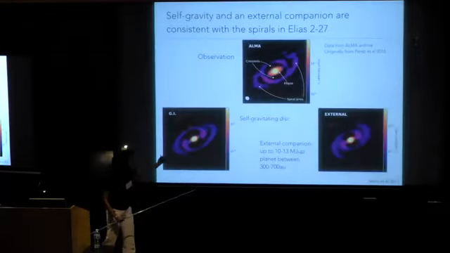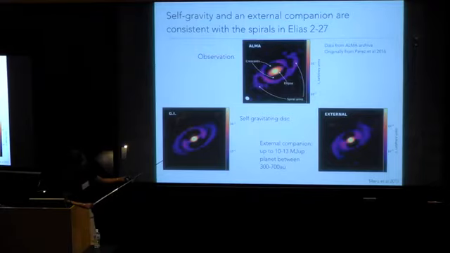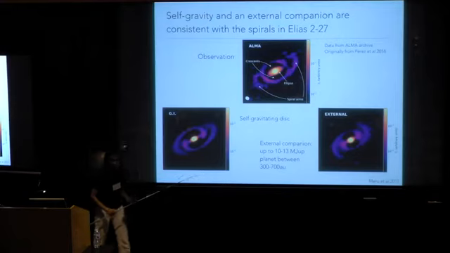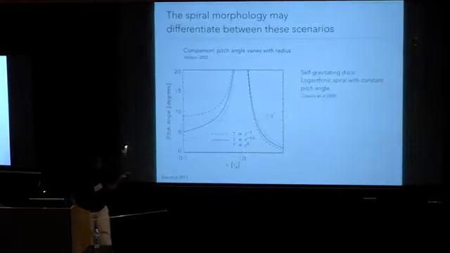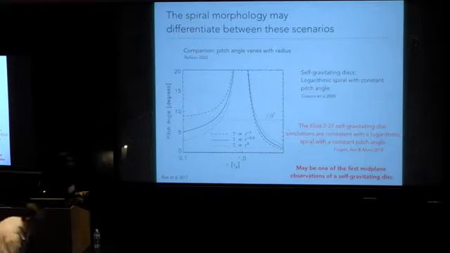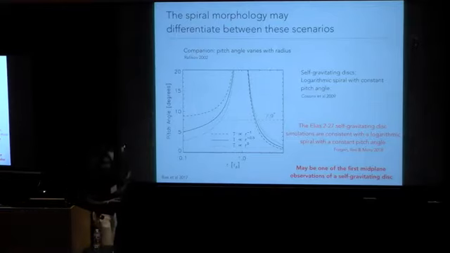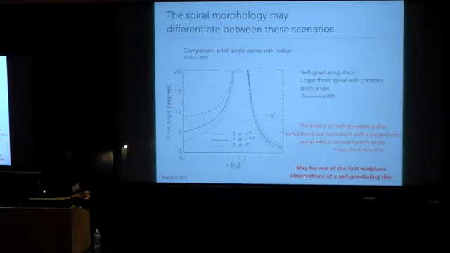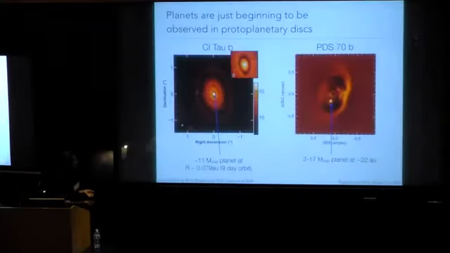If we just go back to this image here, these self-gravitating disk simulations were in fact consistent with a constant pitch angle, whereas we weren't able to describe the companion case with a constant pitch angle very well. The Elias 2-27 observations that we know of so far, certainly also the high resolution ones that have come out, do in fact show that these disks do have a constant pitch angle. So it's certainly consistent with the idea that it could be a self-gravitating disk.